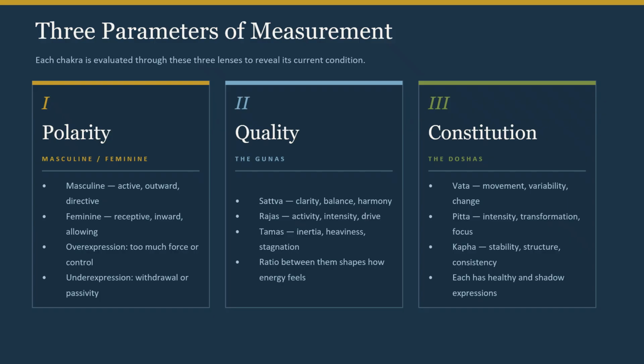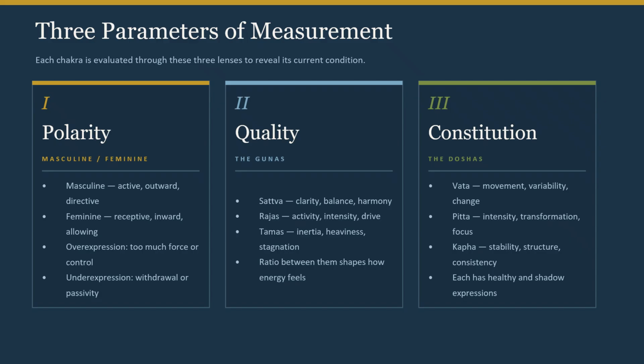Now that you understand the basic structure of the energy system, we're going to look at how we actually analyze and measure it. Because in this program, we are not guessing about your energy. We are observing patterns. Each chakra is evaluated using three key parameters: polarity, quality, and constitution. These three together give us a clear picture of the current condition of your energy system.